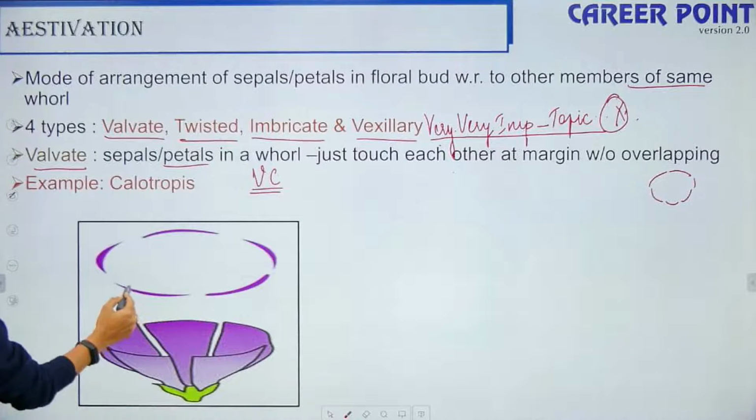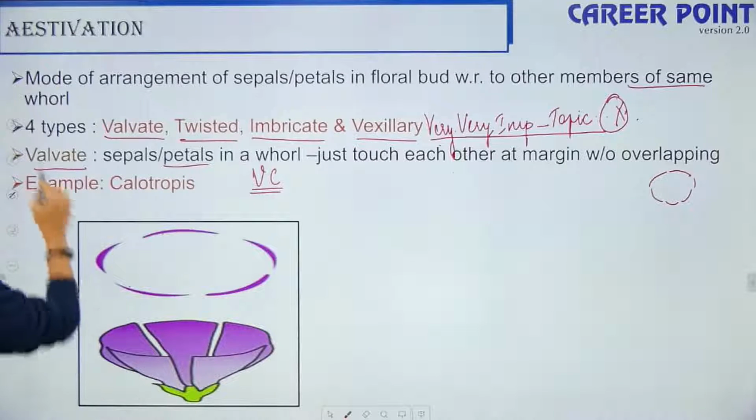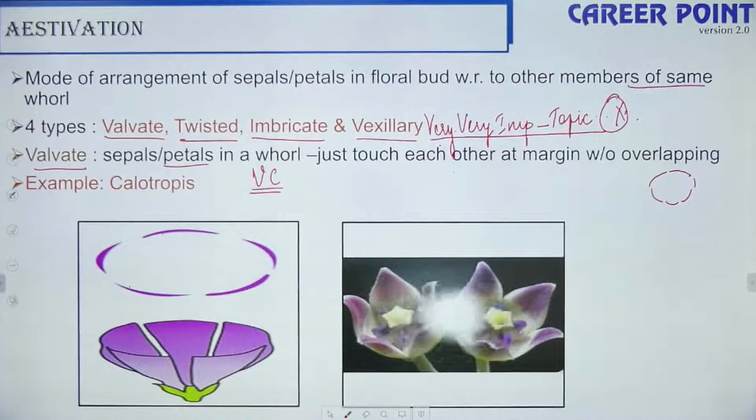So this is how it is. They just touch each other at the margin and they do not overlap. Yes, so this is your valvate estivation. So moving forward to the next type.